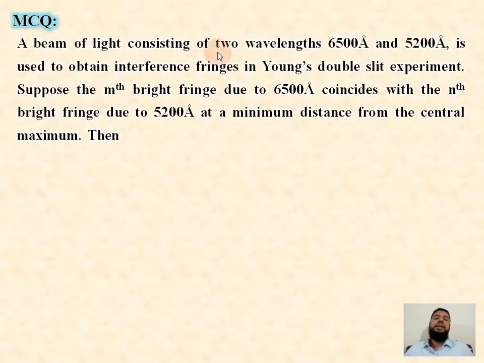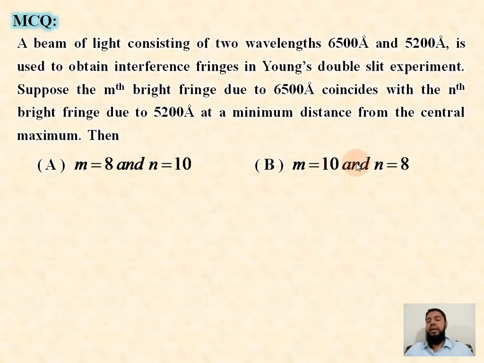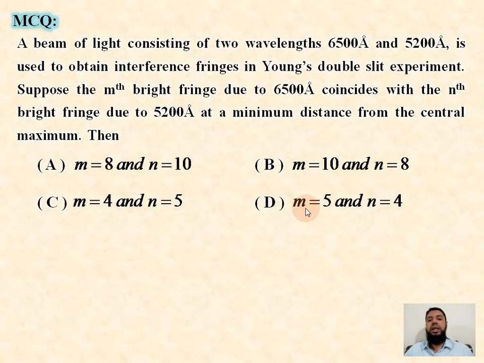A beam of light consisting of two wavelengths 6500 angstrom and 5200 angstrom is used to obtain interference fringes in Young's double slit experiment. Suppose the mth bright fringe due to 6500 angstrom coincides with nth bright fringe due to 5200 angstrom at a minimum distance from the central maximum. Then option A, m is equal to 8 and n is equal to 4. Option B, m is equal to 10 and n is equal to 8. Option C, m is equal to 4 and n is equal to 5. And option D, m is equal to 5 and n is equal to 4.